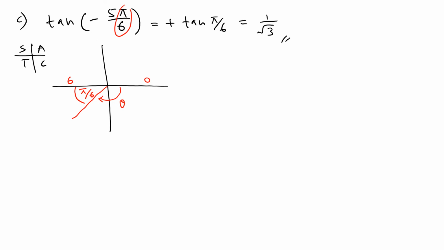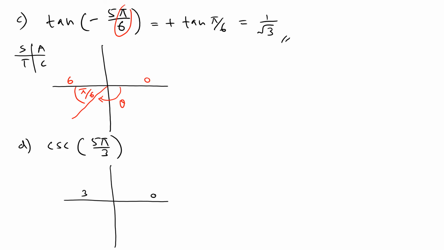Let's go to the next one, part D, which is cosecant 5 pi over 3. Again, see where the angle is. We're going to count by multiples of 3. So it is 0, 3, and 6. Since it's 5, it has to be in the fourth quadrant. So that is the angle. Again, the reference angle is pi over 3.